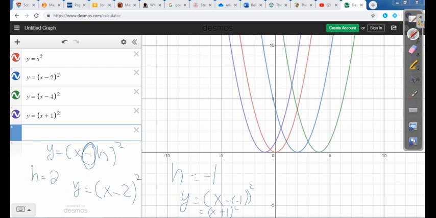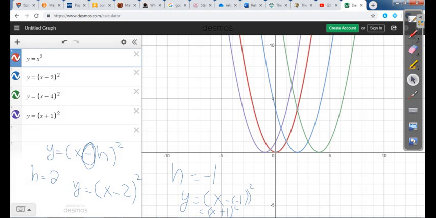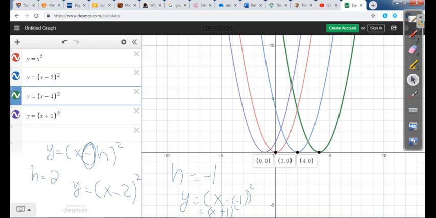So if I look at my vertex, what part of the vertex has changed? This is (0, 0). Then this became (2, 0). Then this became (4, 0). So what part of the vertex is changing, the x or the y? The x. So the x is changing.